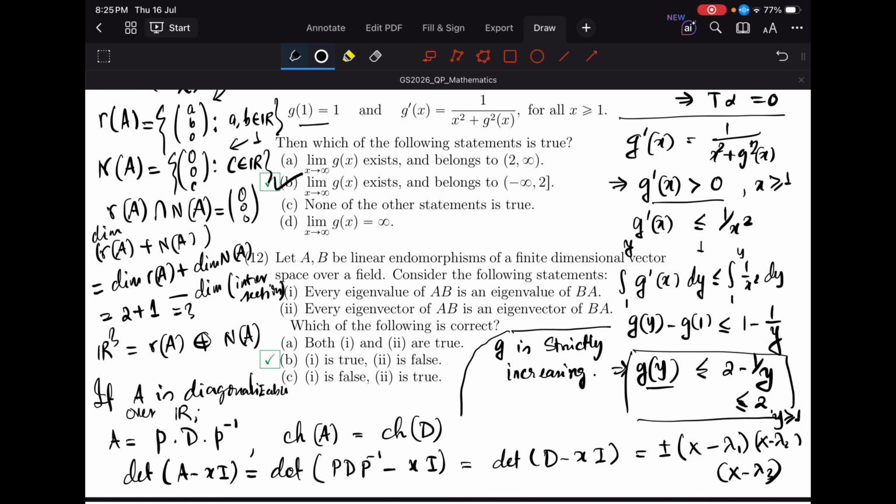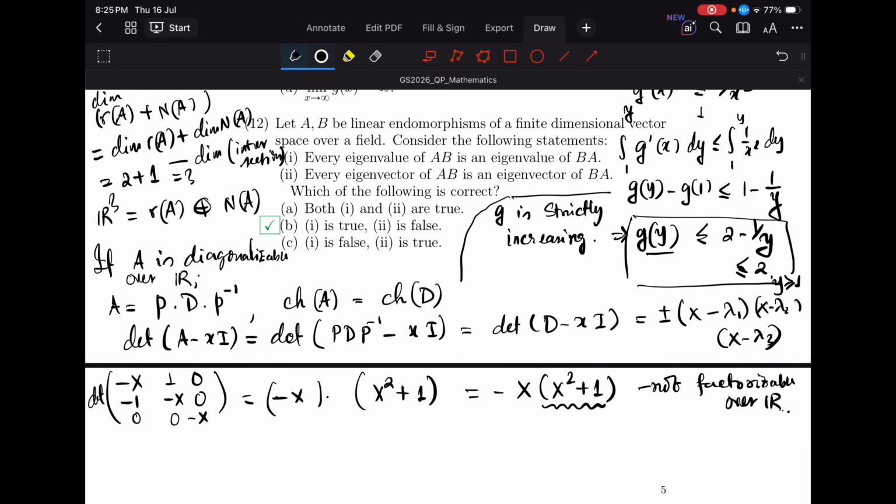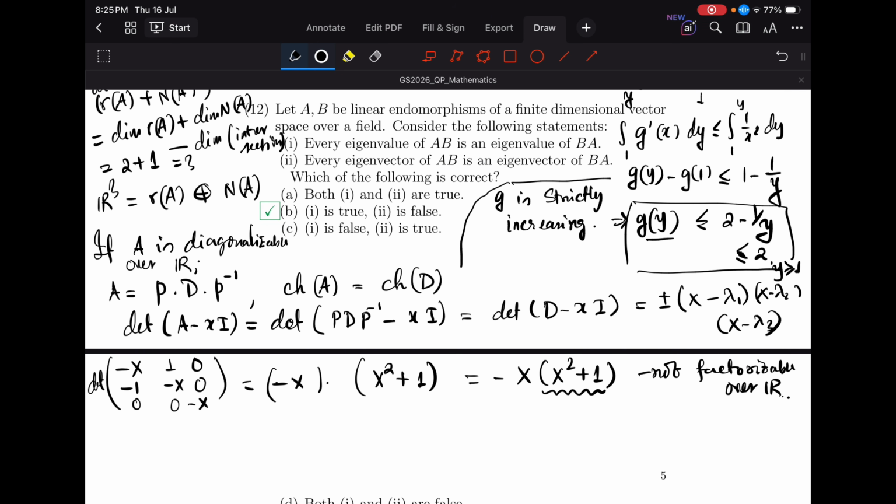I don't have any space here. Okay, so problem number 12: let A, B be linear endomorphisms of a finite dimensional vector space over a field. Consider the following statements: every eigenvalue of AB is an eigenvalue of BA, every eigenvector of AB is an eigenvector of BA.